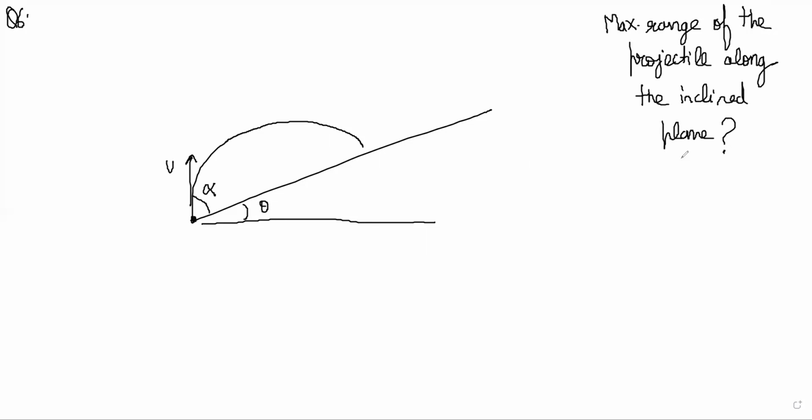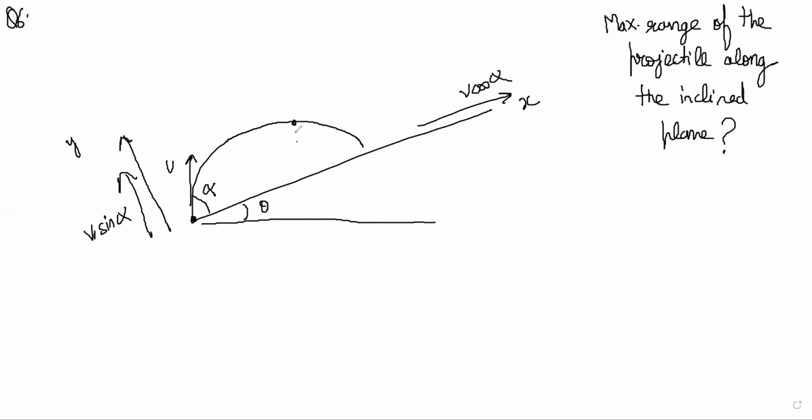And how do you go about finding it, right? So keep in mind that this is an inclined projectile. So I am free to choose my coordinate axis like this. This is my y-axis and this is my x-axis, right? So let's draw the components of your velocity. Your initial velocity has one component v sine alpha like this and one component v cos alpha like this, right?